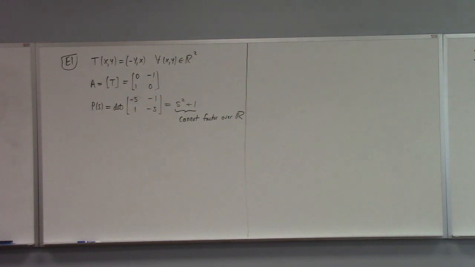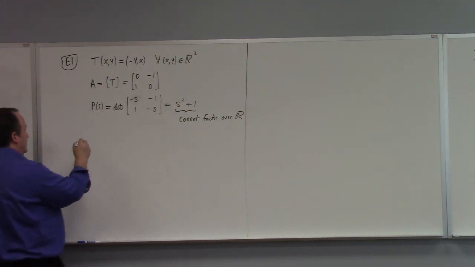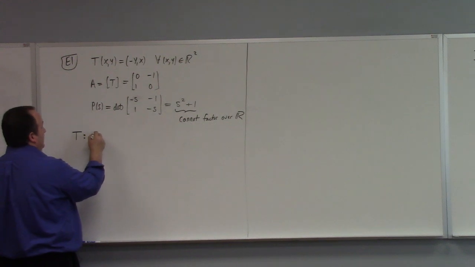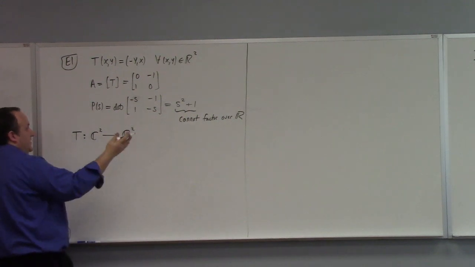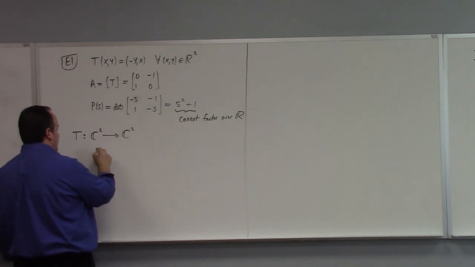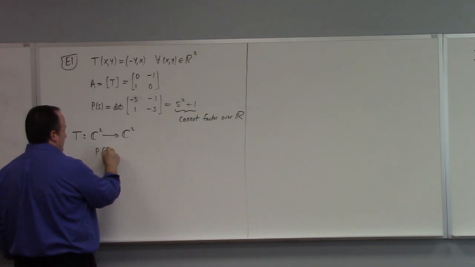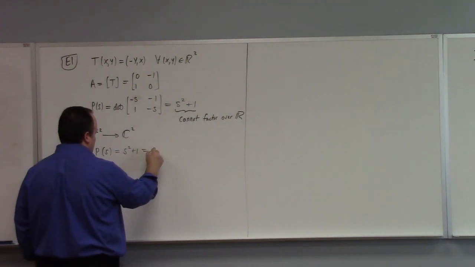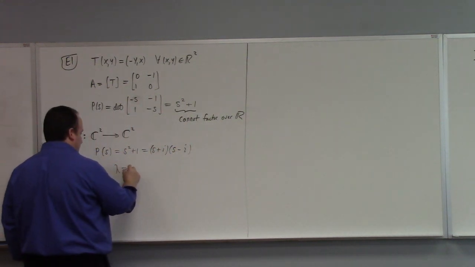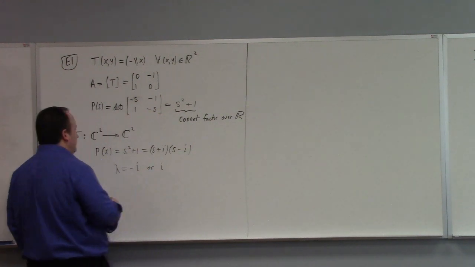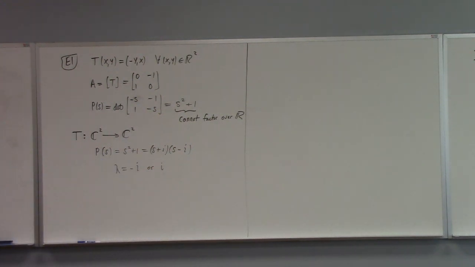Now, if we change the context, if we instead say T is a mapping from C2 to C2, same definition, then all of a sudden we have P of s equals s squared plus 1 is equal to s plus i times s minus i. And of course we get eigenvalues lambda equals minus i or i for this map. So this same formula would be diagonalizable over the complexes, but not diagonalizable over the reals.